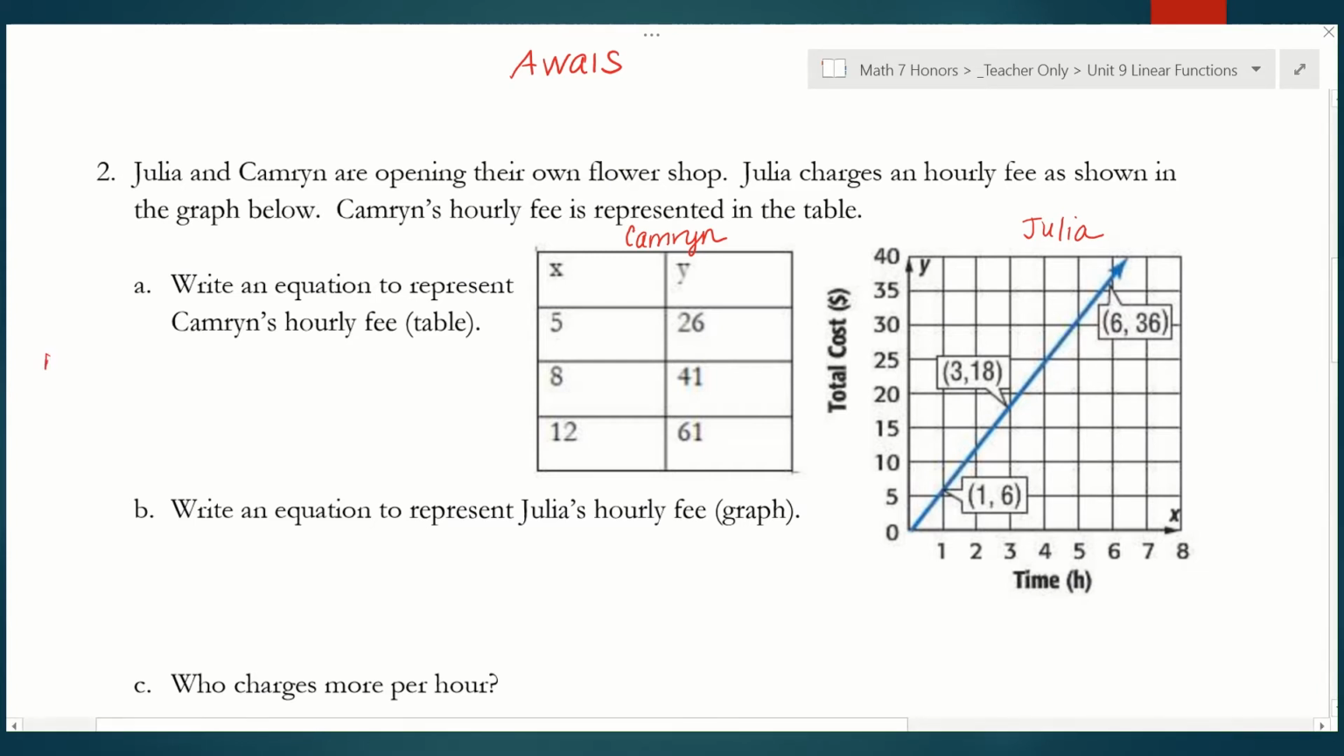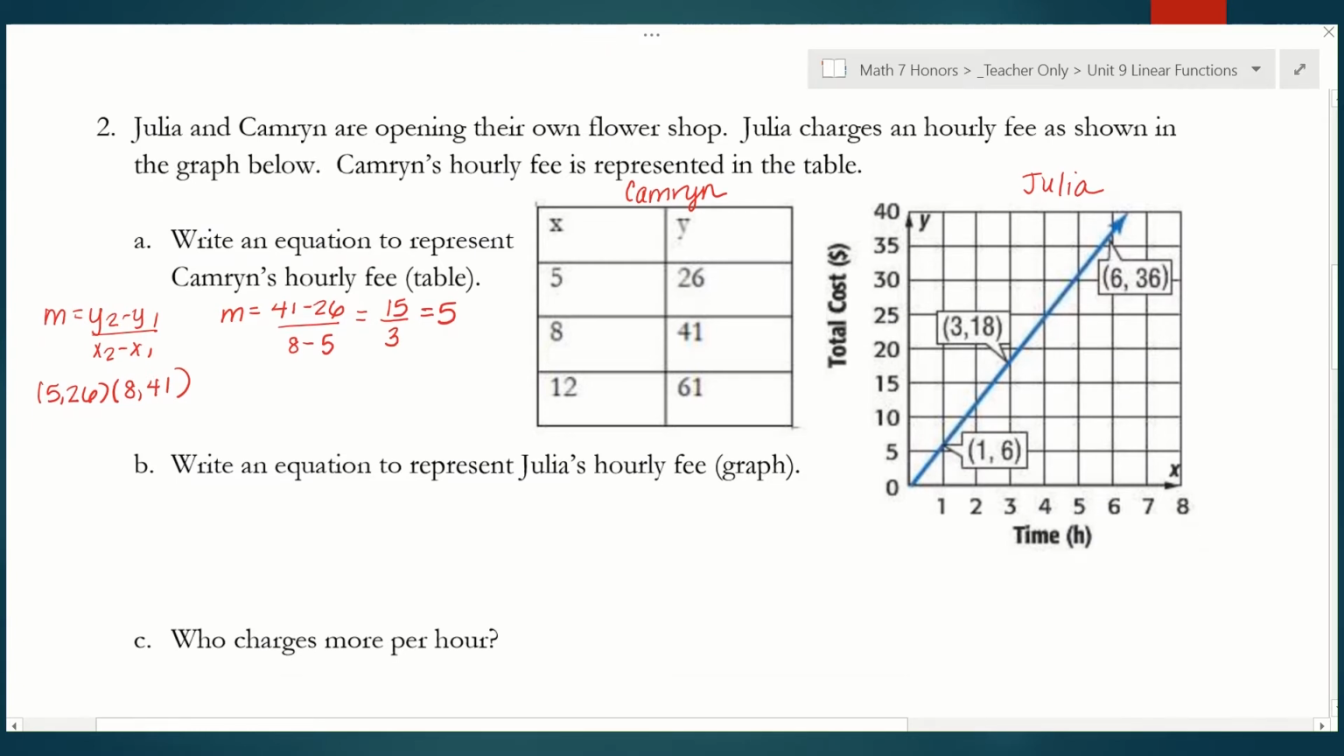So again, to do that, we're going to use our slope formula. I'm just going to pick the first 2 points: (5, 26) and (8, 41). My slope would be 41 minus 26 as my change in y, and 8 minus 5 as my change in x. This gives me 15 over 3, which is 5. So I know that my slope is 5.